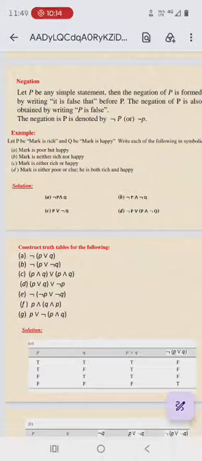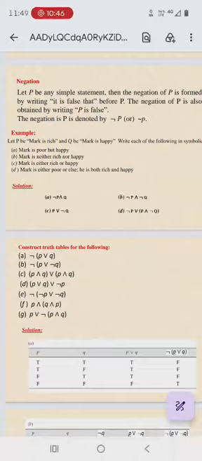Then fourth example, Mark is either poor or else he is both rich and happy. Mark is either means one is true, the other one is false. Then Mark is poor. The first statement P is Mark is rich. Then Mark is poor means the statement is negation P.